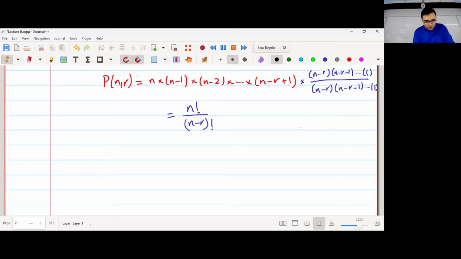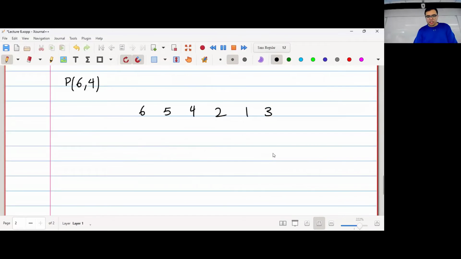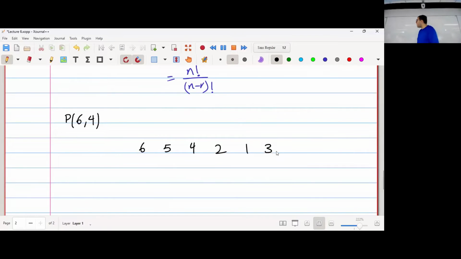Okay, so for example, if I'm doing P of, let's say, 6, 4. So I'm first going to create a queue of length 6. So let's say 6, 5, 4, 2, 1, 3. Okay. And then I'm going to say, I'm only keeping the first 4 people. I'm going to remove the last 2 people.